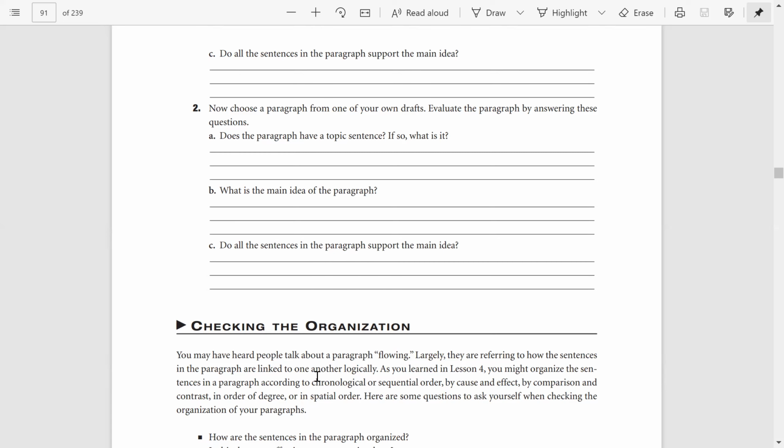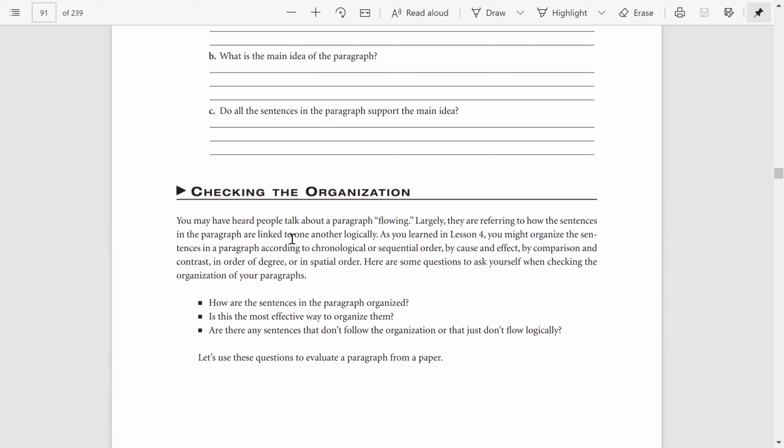Checking the organization in a paragraph. You may have heard people talking about a paragraph flowing. Largely they are referring to how the sentences in a paragraph link to one another logically. This is a very important thing in any paragraph: whether the sentences flow naturally from one sentence to another, or you are just manufacturing the words and sentences and only connecting them together.